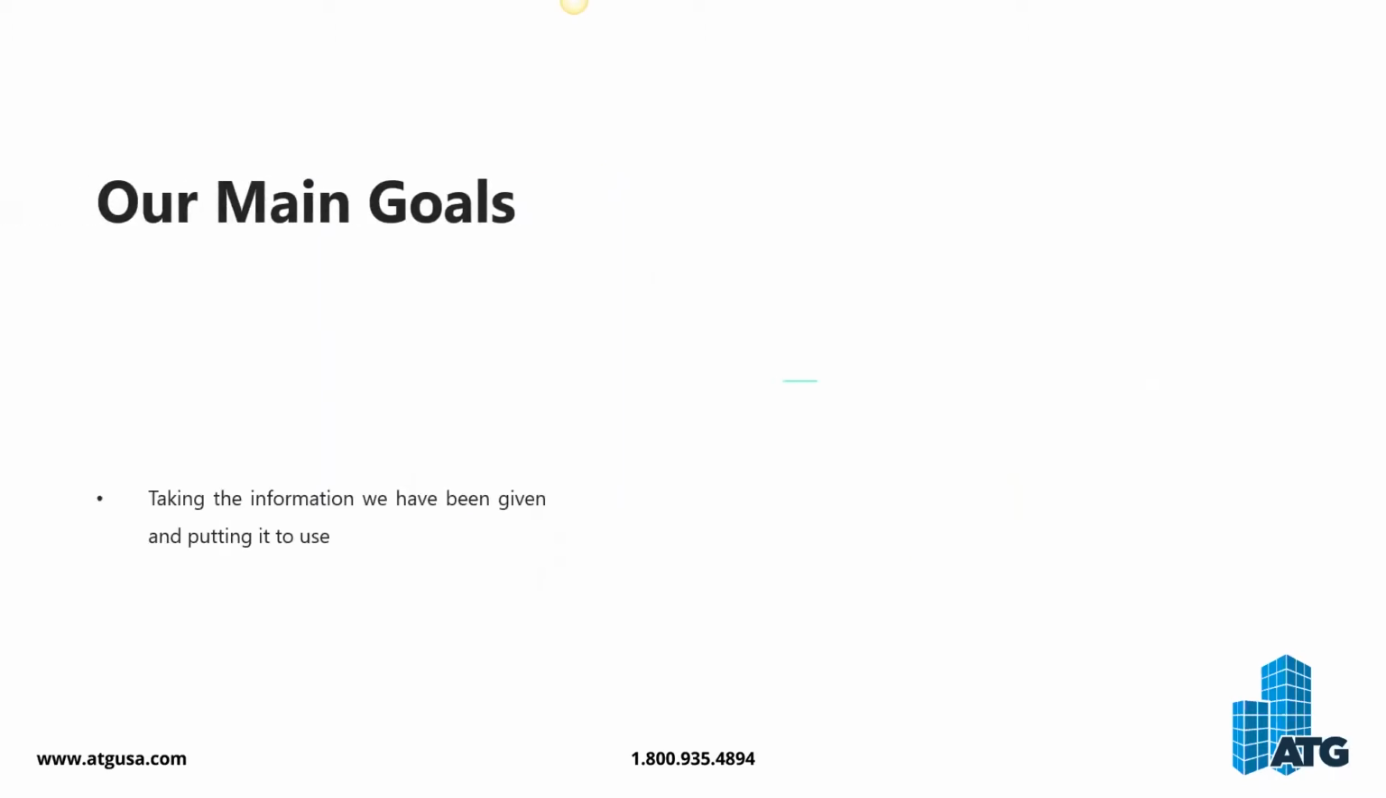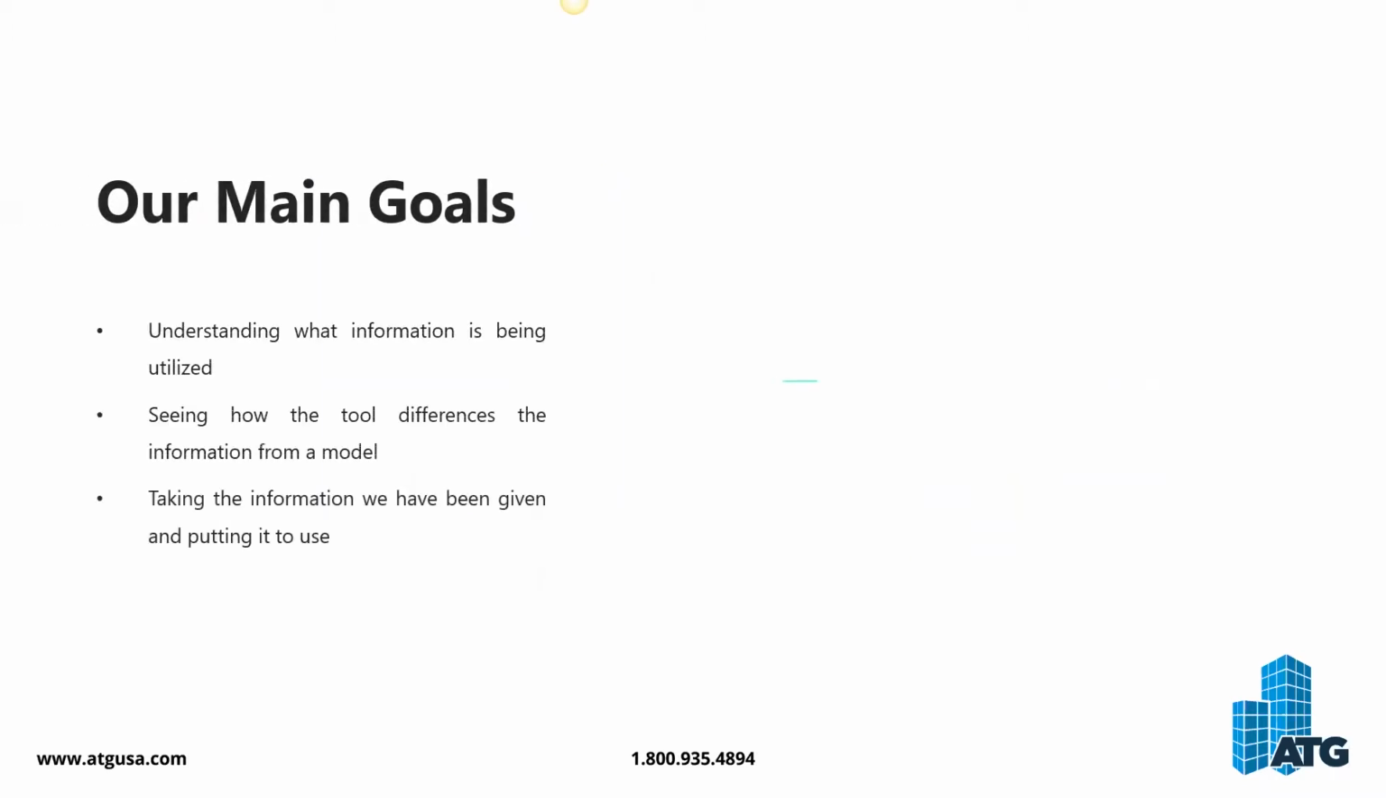So let's talk about our main goals today. That is understanding what information is being utilized when we bring in this tool and how we operate it. We want to make sure that we know what is going on. We also want to see the differences in the information of the model, so we can compare what is what. When we look at what they give us versus what has changed, what are the differences, what has stayed the same, what is included in the drawing, what has been taken out, different things like that.